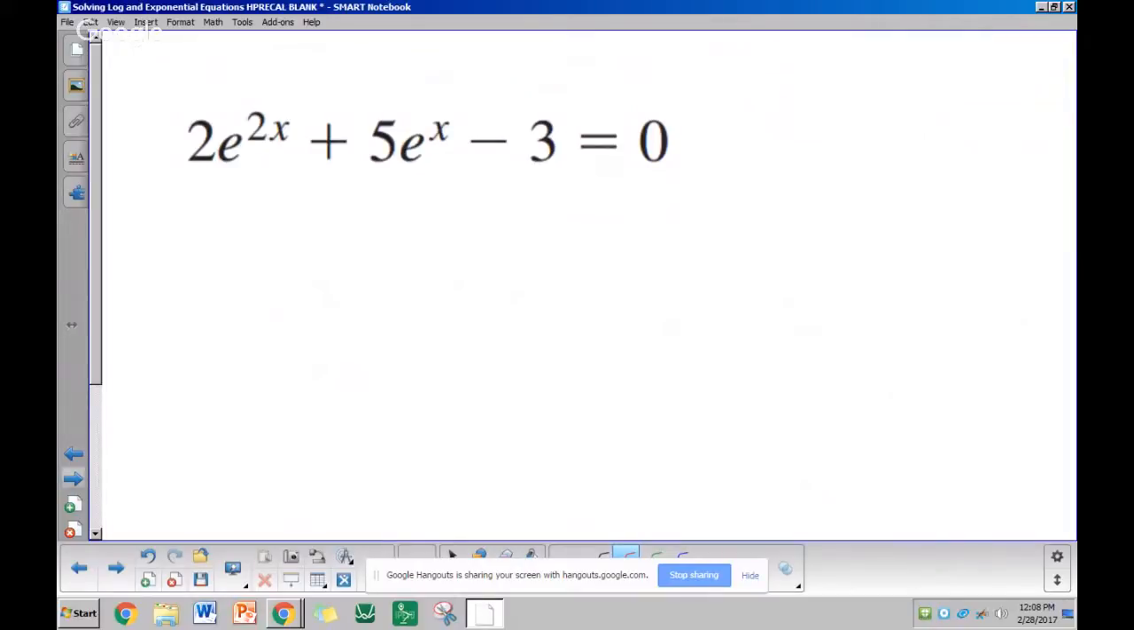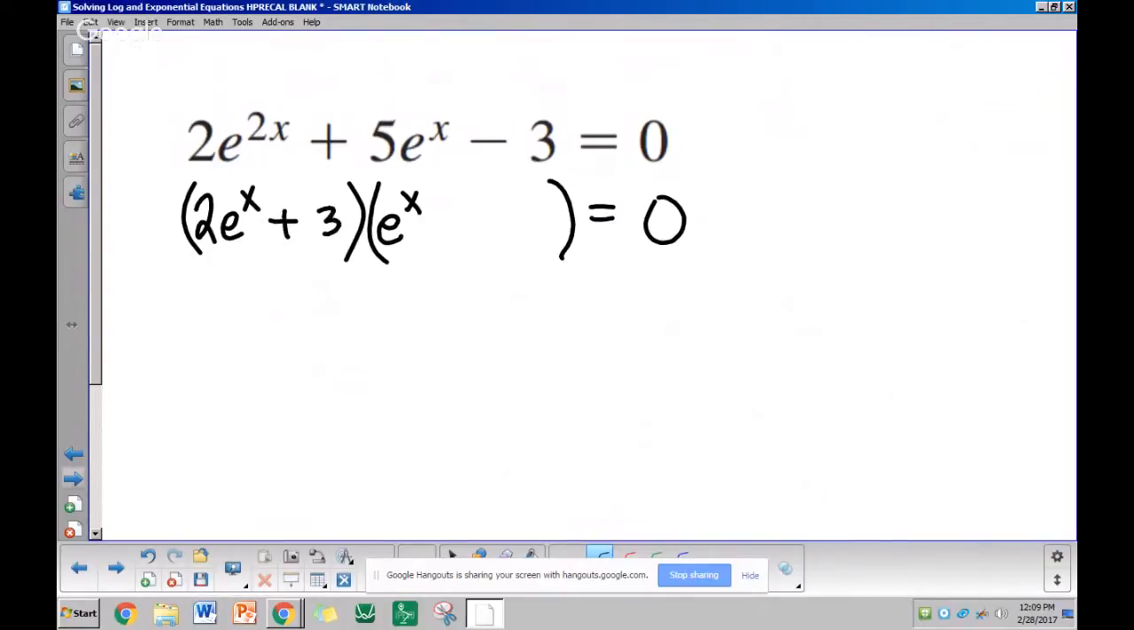Sometimes you don't have to factor out a negative exponent in an exponential. Sometimes you can just factor. Two e to the x and e to the x, plus 3 next to it, and minus 1. So this factors as 2 e to the x minus 1 times e to the x plus 3.